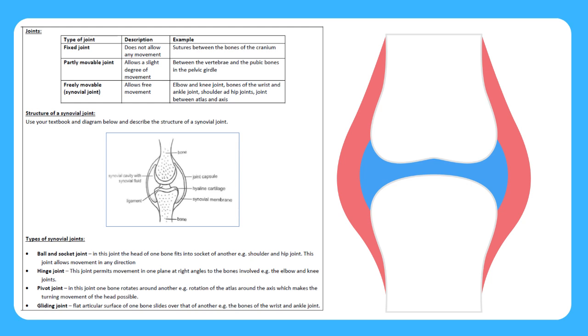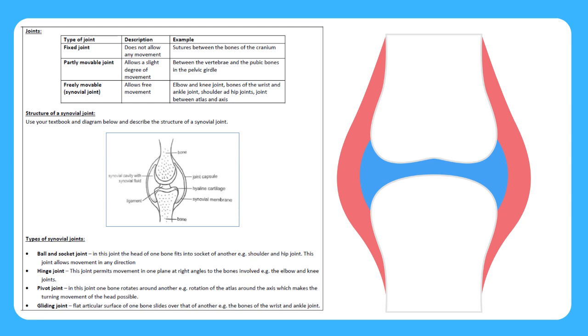Joints. Type of joint. Description. Example. Fixed joint. Does not allow any movement. Sutures between the bones of the cranium. Partly movable joint. Allows a slight degree of movement between the vertebrae and the pubic bones in the pelvic girdle. Freely movable, synovial joint. Allows free movement. Elbow and knee joint, bones of the wrist and ankle joint, shoulder and hip joints, joint between atlas and axis.